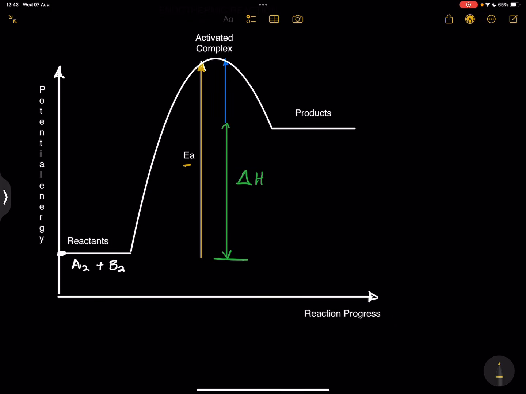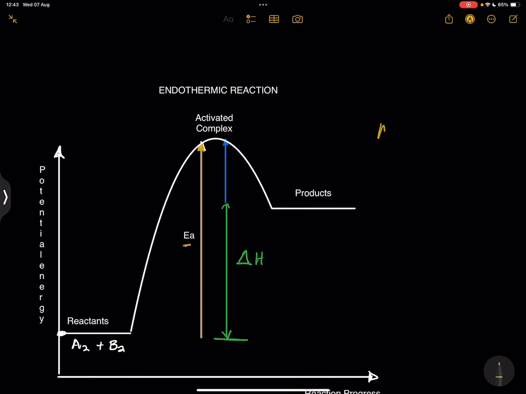Remember, we had A2 plus B2, which was giving us 2AB, right? So which means in order for A2 and B2 to break the bonds, in this case, what we need is activation energy. Now, guys, in yellow there, you can see we start from the energy of the reactants all the way to what we call the activated complex. And I'm going to actually explain this concept of the activated complex a little bit more.